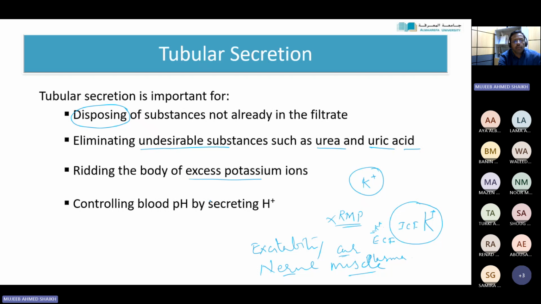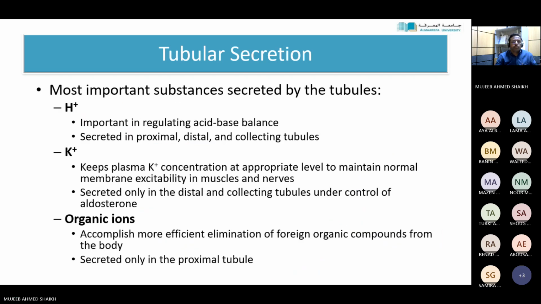One of the important things about tubular secretion is that it is required for controlling the blood pH by causing secretion of hydrogen ions. Hydrogen ions are continuously produced in our body, and they have to be regulated within a very critical level. That's why regulation of pH is important. 7.4 is the normal. It may range between 7.35 to 7.45. The most important substances secreted by the renal tubule are hydrogen ion, potassium ion, and organic ions.